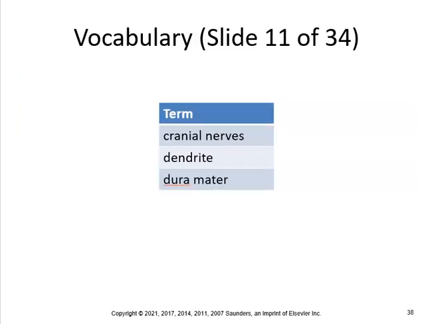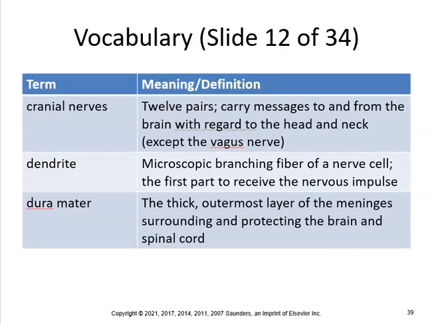Cranial nerves, dendrite, and dura mater. So cranial nerves, there are 12 pairs. They're not part of the central nervous system, they're part of the peripheral nervous system. They carry messages to and from the brain with regard to the neck and head, except for the vagus nerve. Dendrites are microscopic branching fibers of a nerve, the first part to receive the nerve impulse. Dura mater means, again, tough mother, the thick outermost layer of the meninges surrounding and protecting the brain and spinal cord.